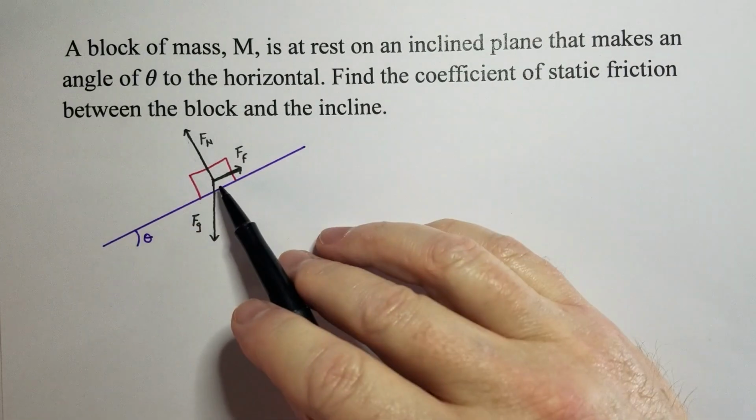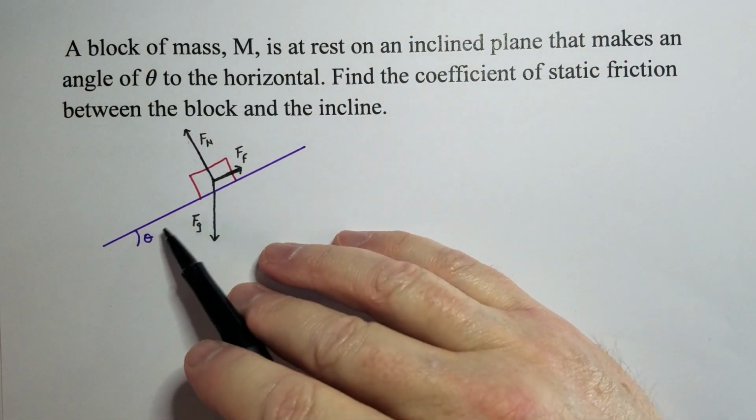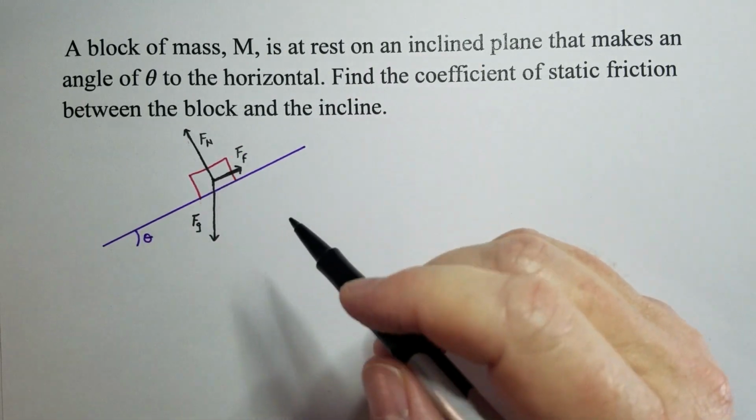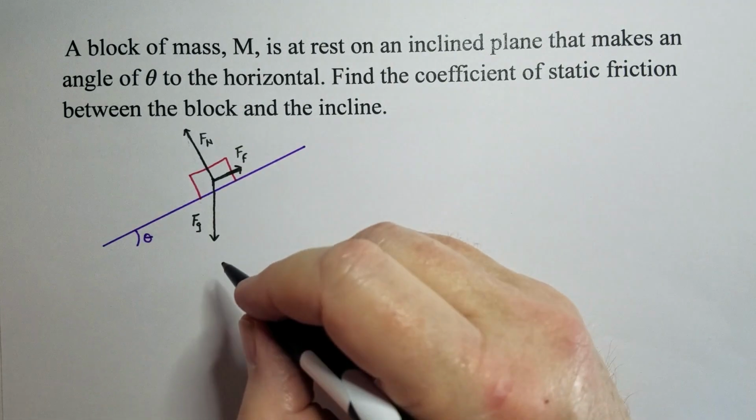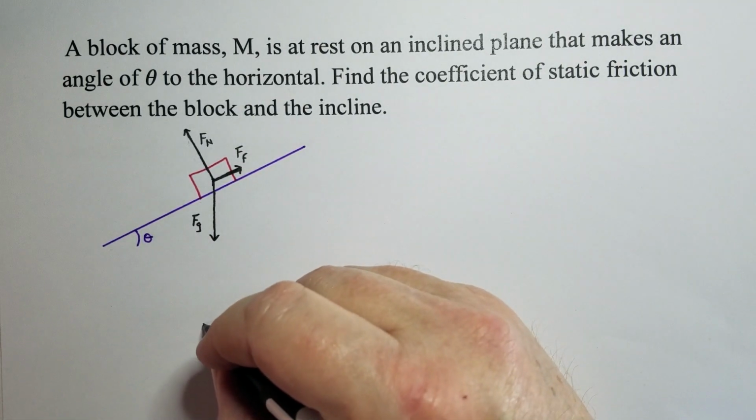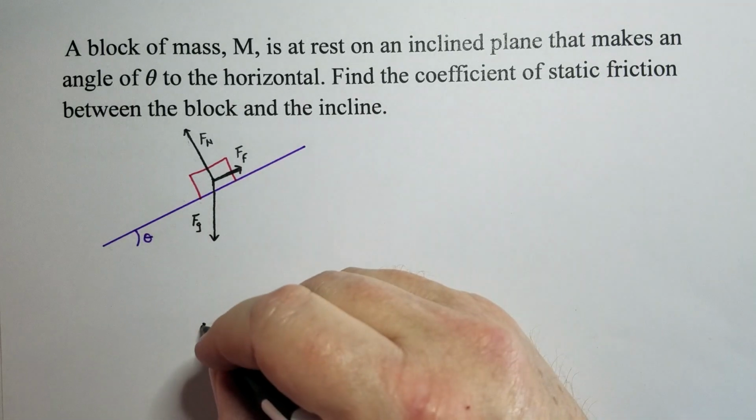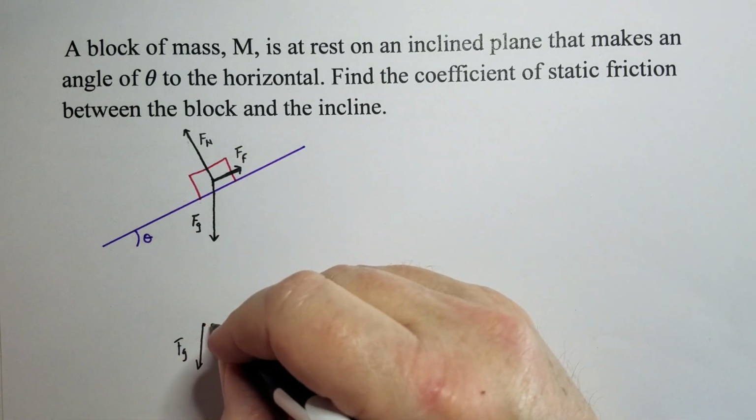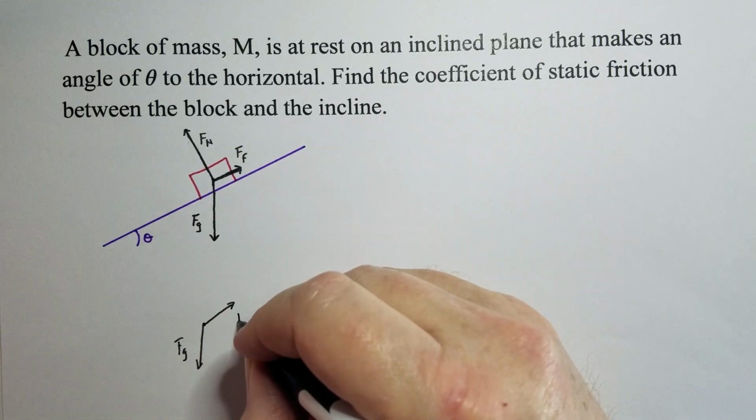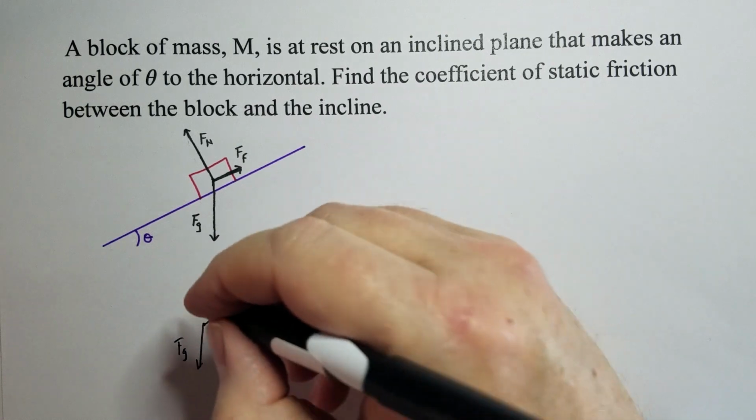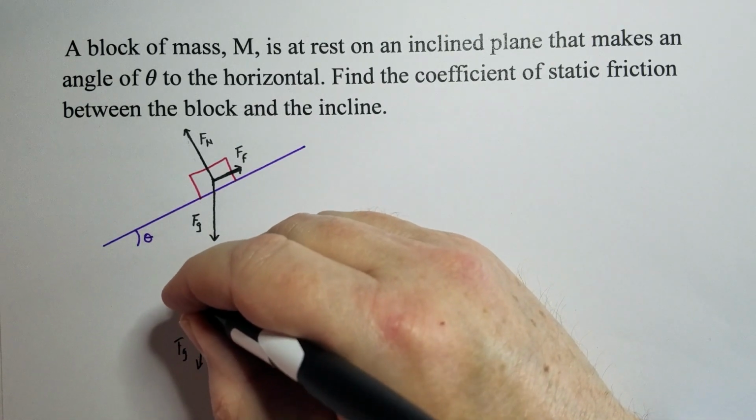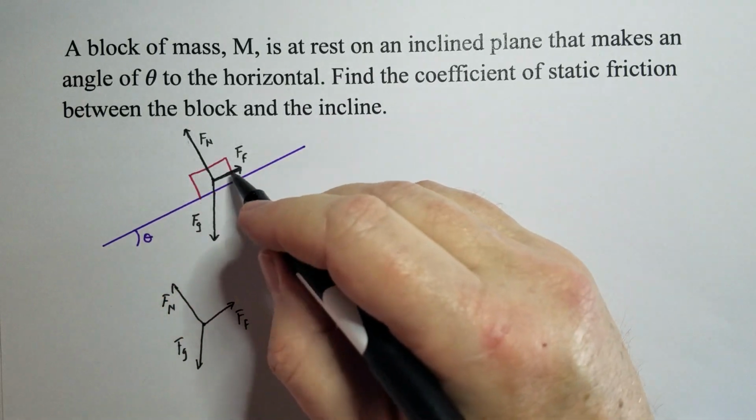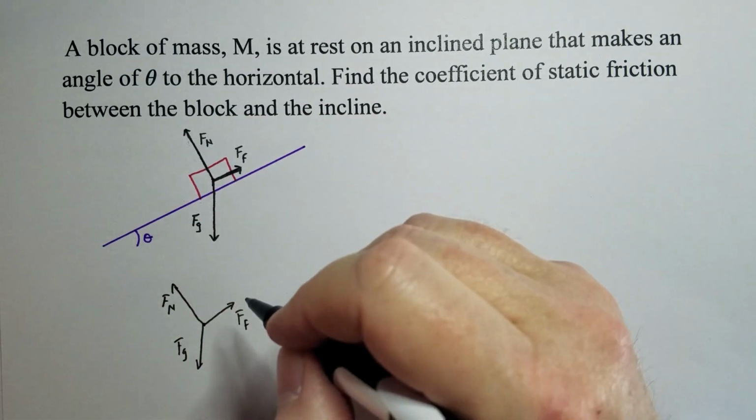So in this case, we have a block at rest on an incline that makes an angle of theta to the horizontal. So I've got the free body diagram drawn. Now, where most people mess up is, let me redraw that free body diagram because I want to draw on this one. So we have weight acting down. We have friction acting up the incline because it's sliding down the incline. And then we have a normal force over here. And the friction and the normal force are going to be at right angles to each other.